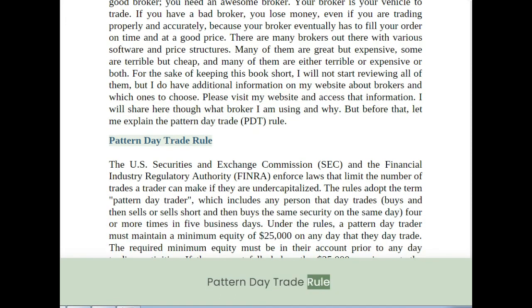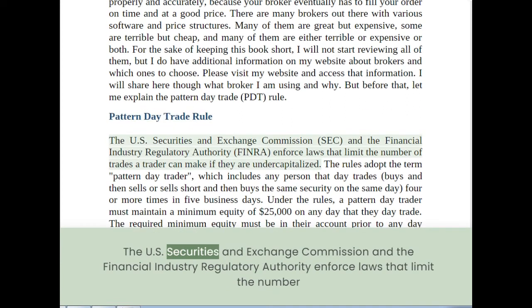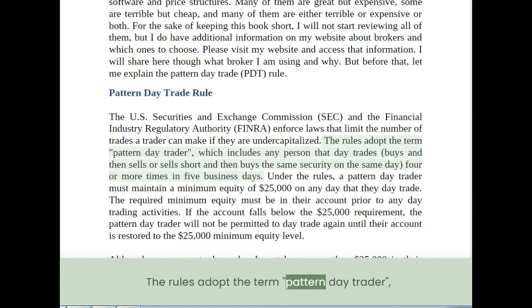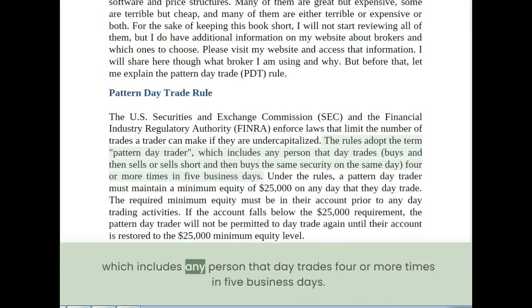Pattern day trade rule. The U.S. Securities and Exchange Commission and the Financial Industry Regulatory Authority enforce laws that limit the number of trades a trader can make if they are undercapitalized. The rules adopt the term pattern day trader, which includes any person that day trades 4 or more times in 5 business days.